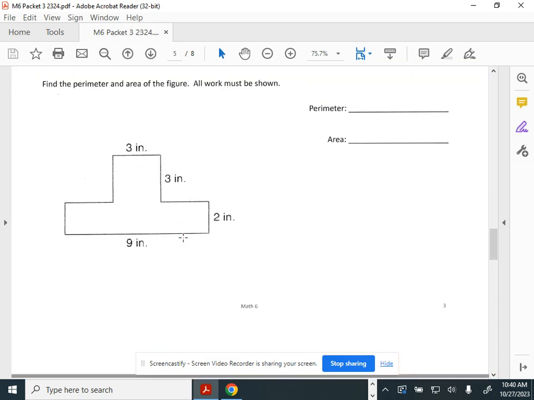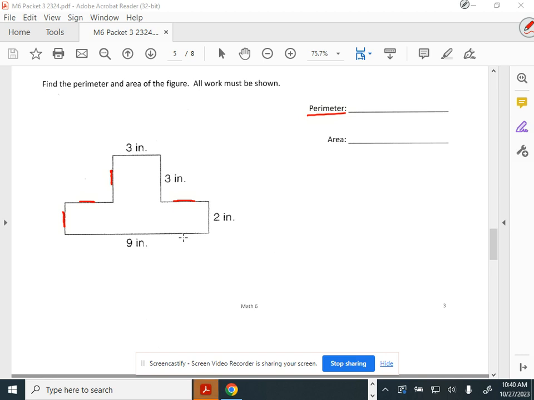The perimeter page. So, in order to find perimeter and area, in order to find that perimeter, we have to find numbers for all of our sides that don't have a number. So make sure you put a number in for every side that a number is missing. You add them all up, and that is your perimeter.